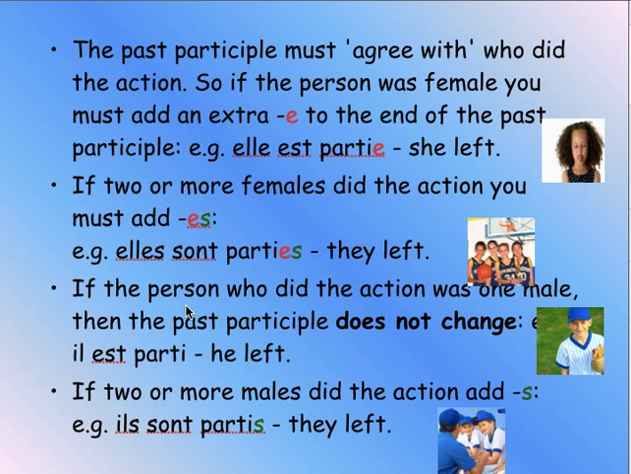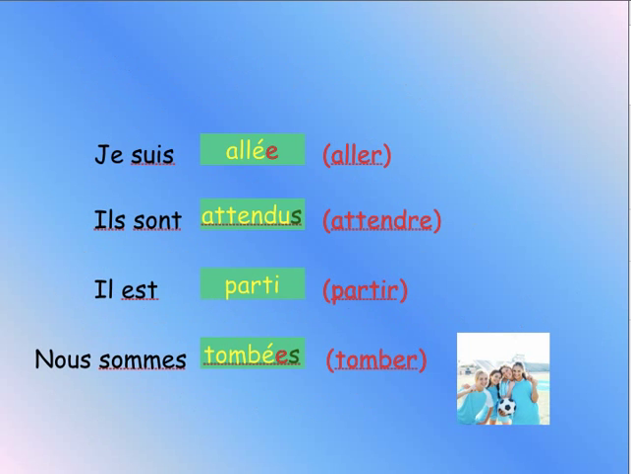If the person who did the action was one male, then the past participle does not change. Il est parti, he left. If two or more males did the action, add on an S. Ils sont partis, they left.